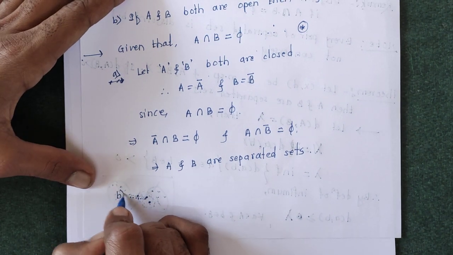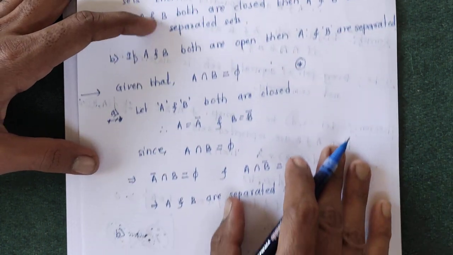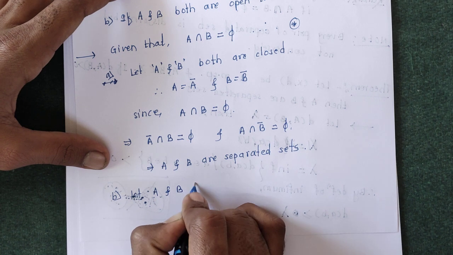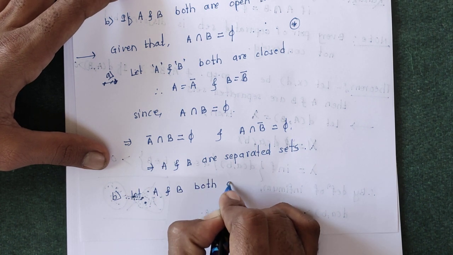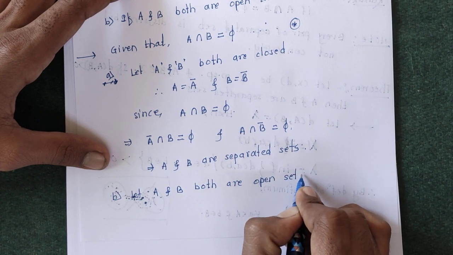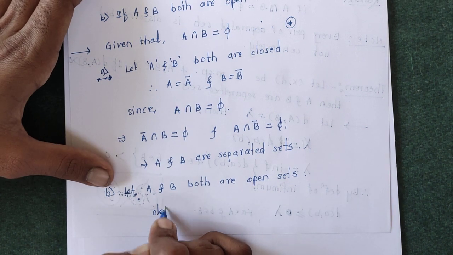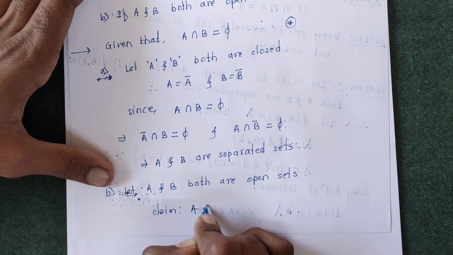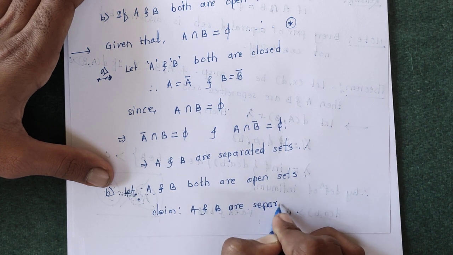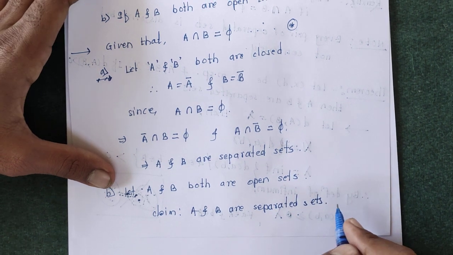Now to prove the second part. The second statement is A and B both are open. So let A and B both be open sets. Our claim is A and B are separated sets.